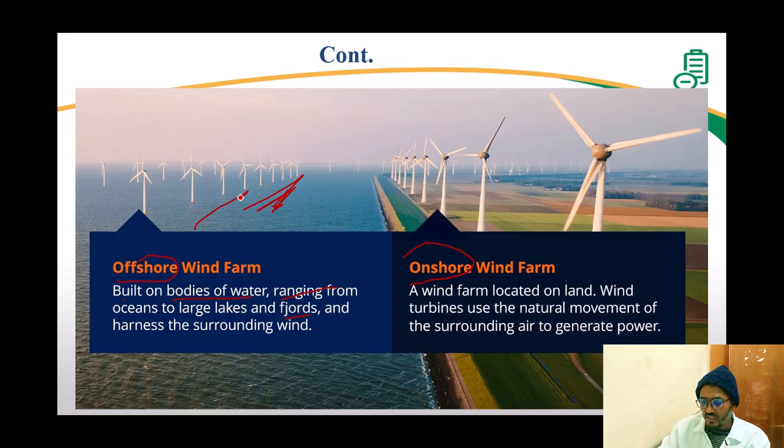Onshore means a wind farm located on land. On their own land, we can say onshore. Wind turbines use the natural movement of the surrounding air to generate power. They use the air, right? The surrounding wind, especially that comes from the ocean. So we have offshore wind farm and onshore wind farm. I think this one is clear, guys. I hope so.